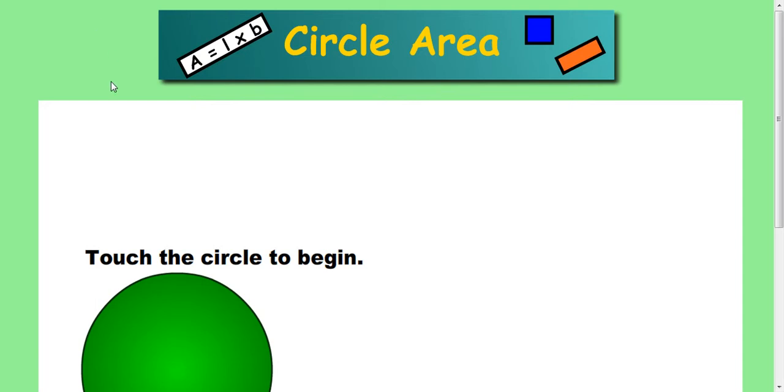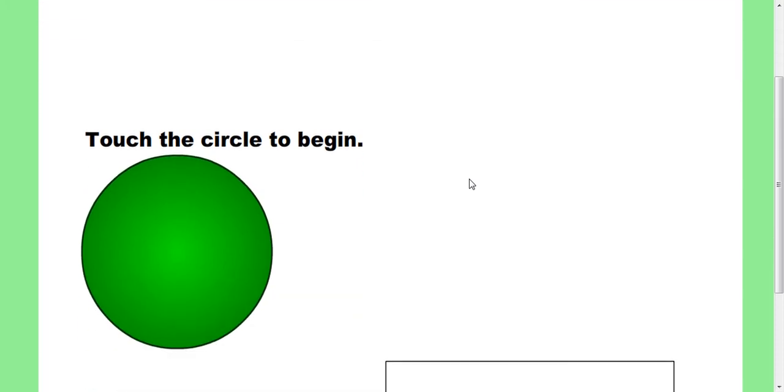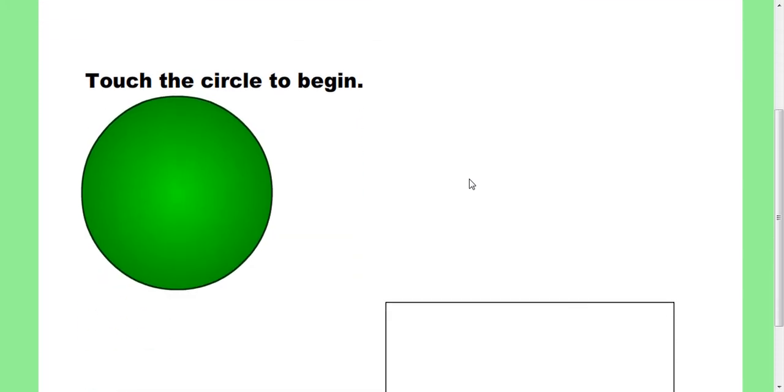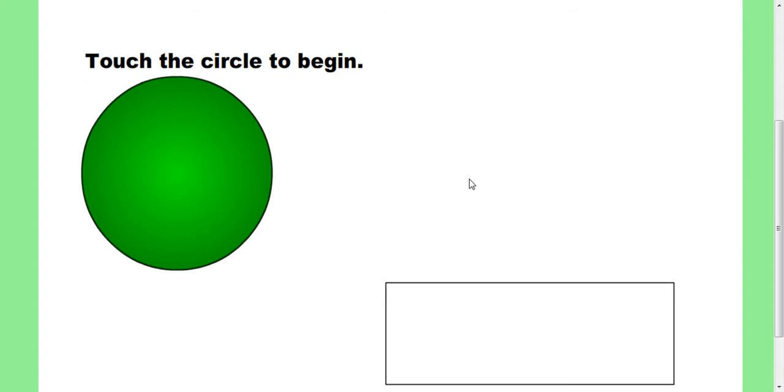In this lesson we're going to look at how to calculate the area of a circle. Before we do that, we'll look at how the formula is derived. It's never asked for this, but it's quite interesting to see.